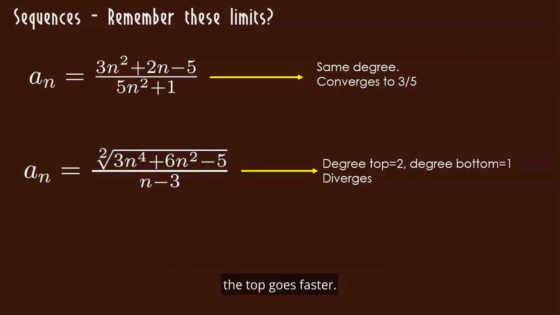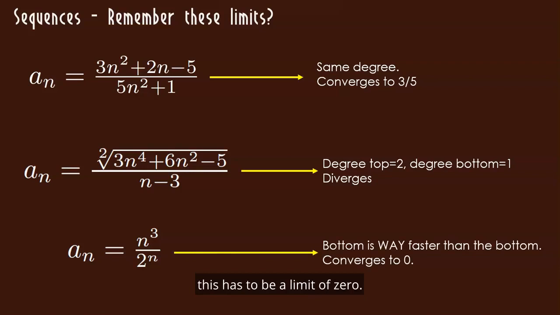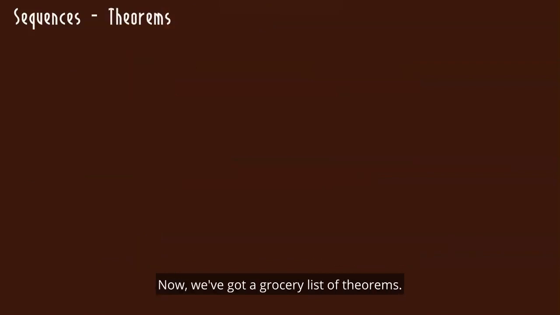The top goes faster. Lastly, a sub n is n cubed over 2 to the n. Now, we should know from limits that the top is a polynomial, the bottom is exponential, so it goes way faster than the top. Since it's bottom heavy, or the bottom goes faster, this has to be a limit of 0.